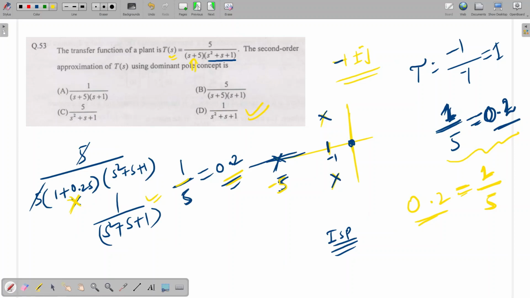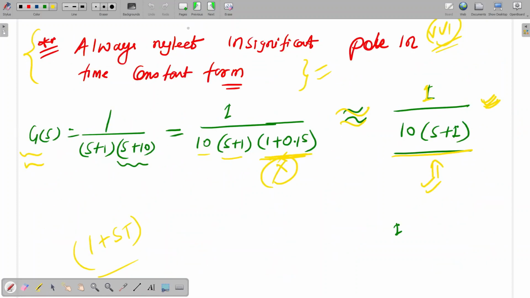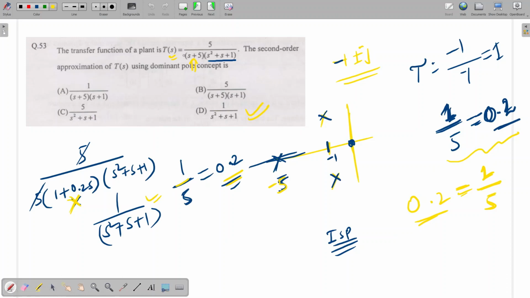The rule I have written is: always neglect the insignificant pole in time constant form, that means 1 plus sT form. Here we have S plus 5, so I am taking 5 common. That will be 1 plus 0.2s, which is the time constant form. This pole is now in 1 plus 0.2s, so we can neglect it. Then 5 will cancel, and our approximated transfer function will be 1 divided by s square plus s plus 1.